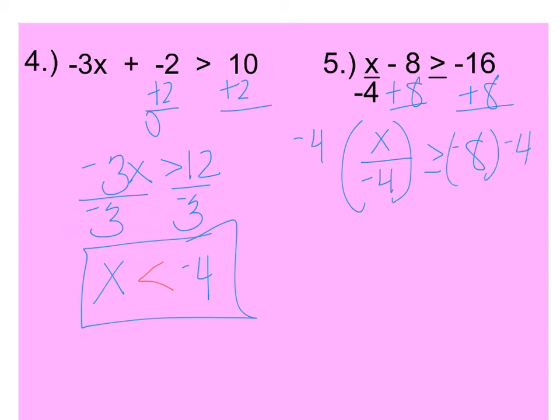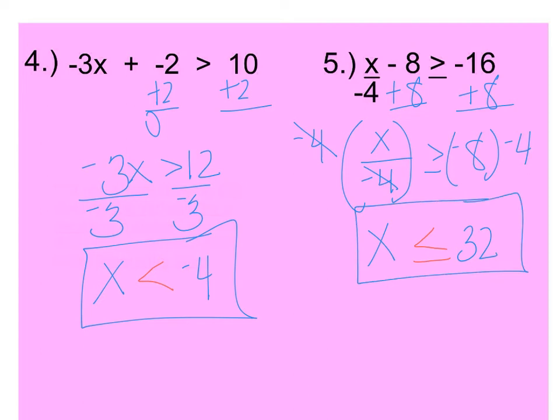Again, here we are. We're in our last step. We're trying to get x by itself. That requires us multiplying by a negative number. So this is going to be one of those inequalities where we're going to flip our sign. We're going to change it from greater than or equal to less than or equal to. Now let's work it out. Our -4's cancel each other out, leaving us with x is less than or equal to 32.